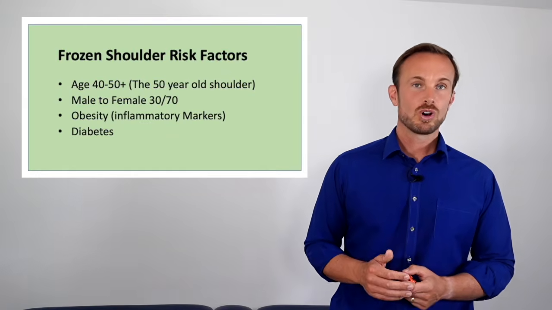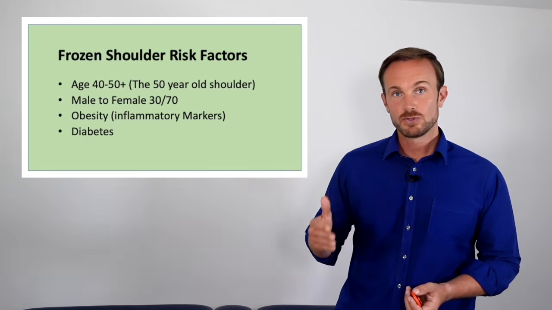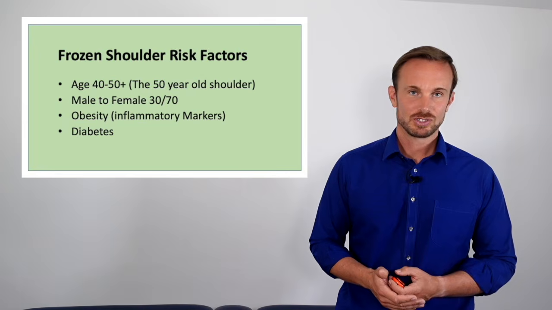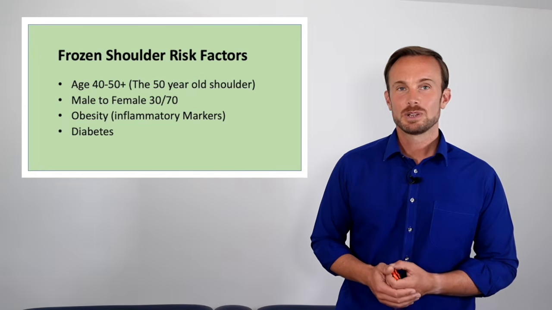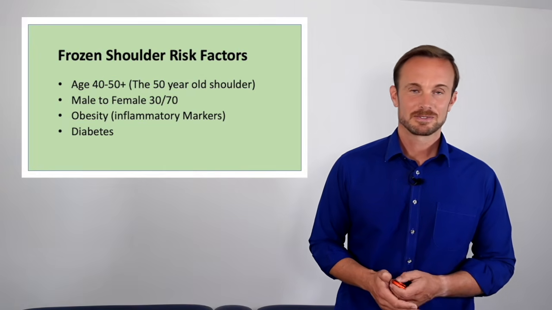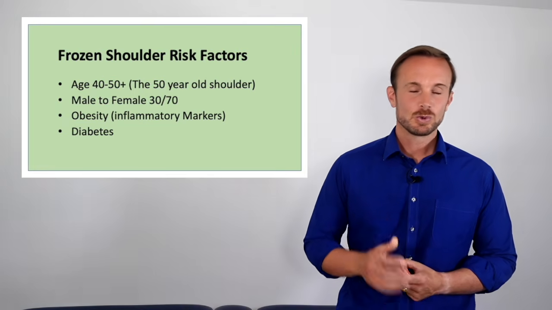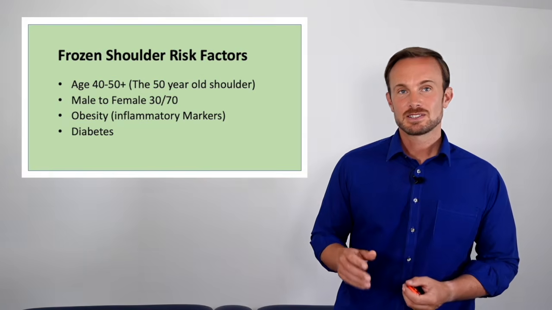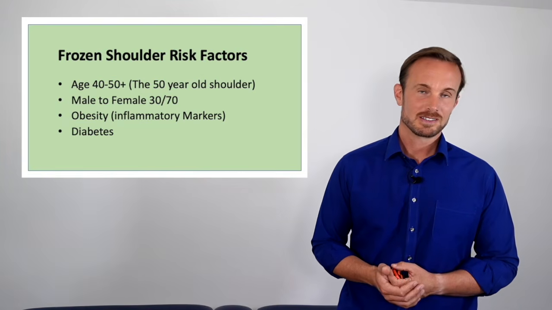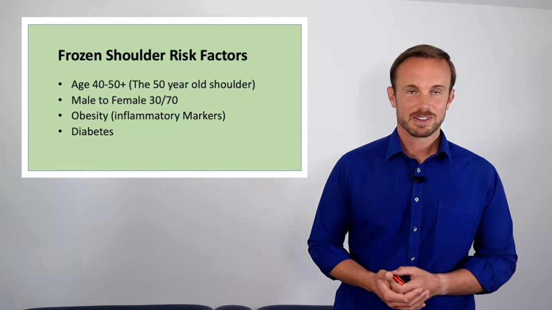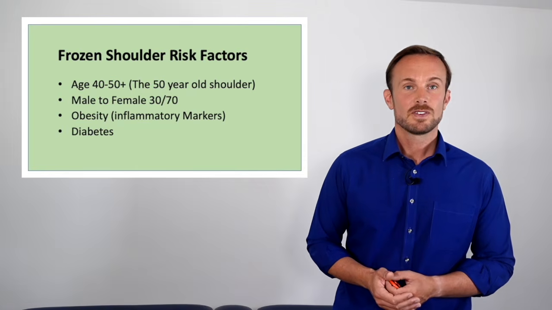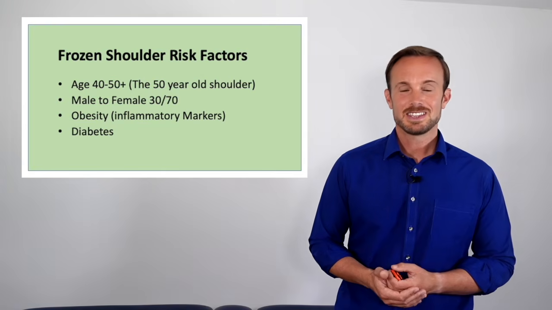Frozen shoulder is more common in the age range between 40 and 50 plus, and is often referred to as the 50-year-old shoulder. It's also more common in females than males. Obesity is also a risk factor for frozen shoulder, and obesity has been linked to increased inflammatory markers in the bloodstream, again a risk factor for frozen shoulder. Frozen shoulder is also 5 times more common in the diabetic population.